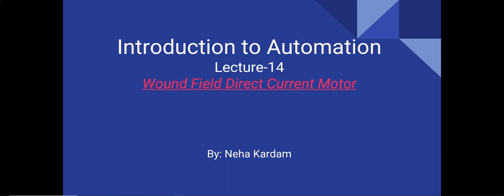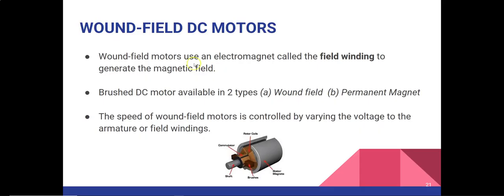In this lecture, we are going to learn about wound field direct current motors. Wound field motors use an electromagnet, which is also called field windings, to generate the magnetic field. And these DC brushed motors are available in two types: first, wound field, second, permanent magnet. Both types use current and windings to produce a magnetic field.